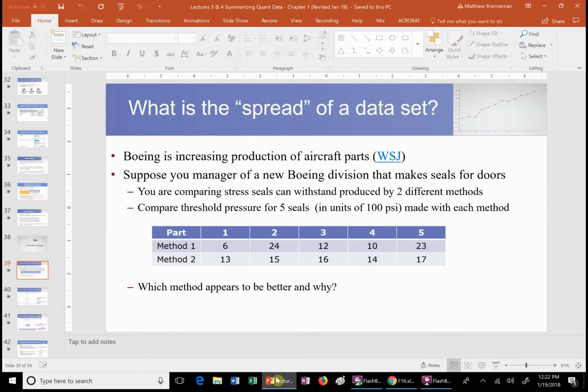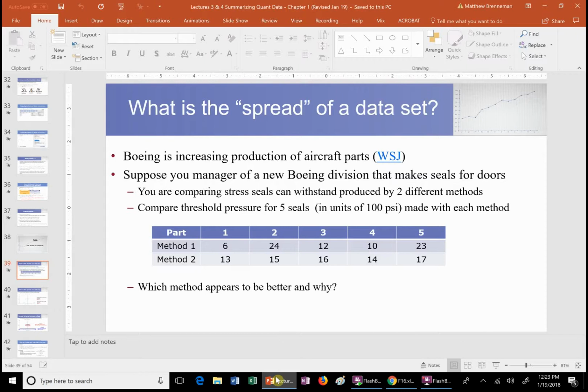One of the things you're seeing a lot, especially in the aerospace industry, is that the large aerospace companies are beginning to make their own parts. The Wall Street Journal two weeks ago ran a piece about Boeing beginning to increase their own fabrication divisions. So suppose you're the manager of a new Boeing division and they're making seals for doors. So Boeing's now going to start making door seals, and you have two different methods for making them. You go ahead and test the stress for each of these methods, okay?